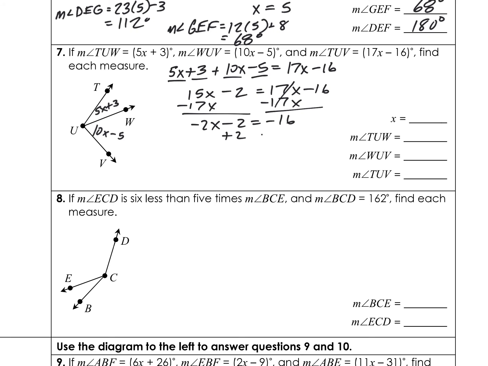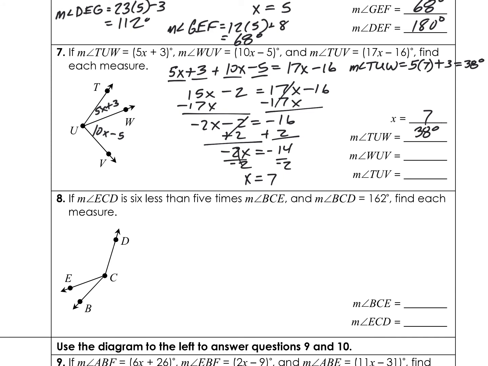Okay, add 2 and divide by negative 2. So x equals 7. Now we can use 7 and substitute it into each expression to find the missing angle measures. So first we'll do TUW. The measure of angle TUW is equal to 5 times 7 plus 3. That's 35 plus 3, which is 38 degrees.